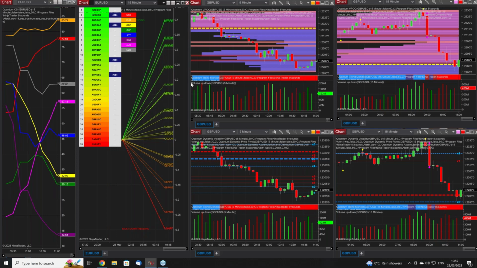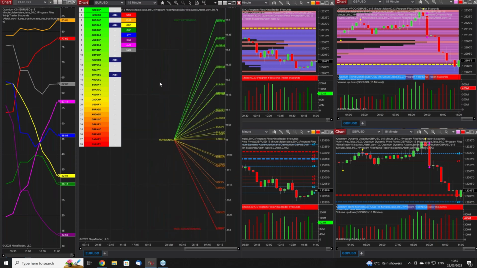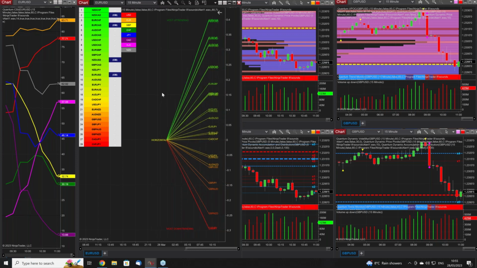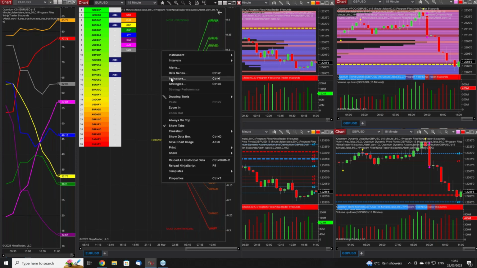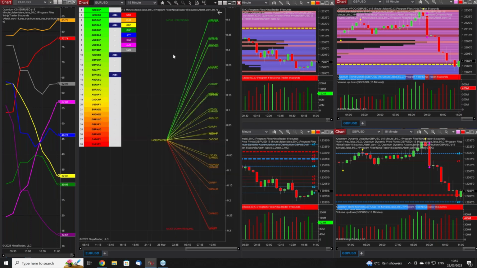This is the currency array. Very different to the matrix. It might look the same, but the point is that if I go into the back end again, look at the difference in the look back period, it's 80. And that's the big difference, because what the currency array is trying to do is to give you a sense of trend, of holding a trend for the longer term time frame.